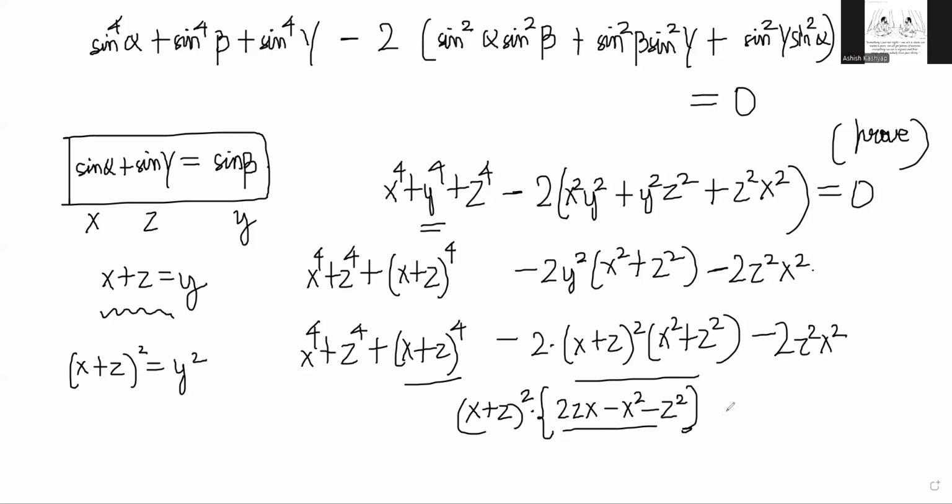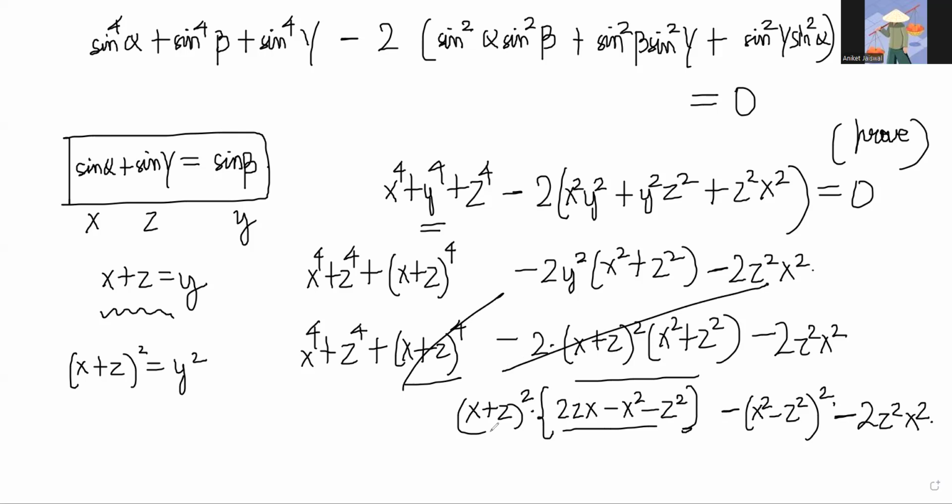So this becomes minus x square minus z x square whole square. And there is a minus 2z square x square here. And we have handled these two terms. Okay, now it is done. We have x power 4 plus z power 4 here.